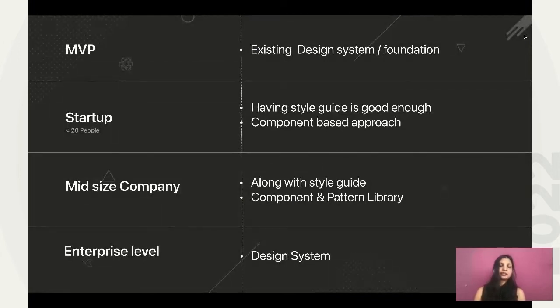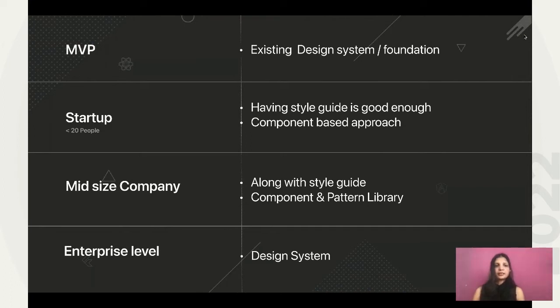It is in MVP, startup, mid-size company, or enterprise level. So when a product is in its MVP version, where it is yet to be tested in the market, maybe a full-fledged design system is not needed. We can start with some existing design system, a foundation of a design system, I would say, like Bootstrap, Material Design or NativeBase. We can just use them and start building things faster.